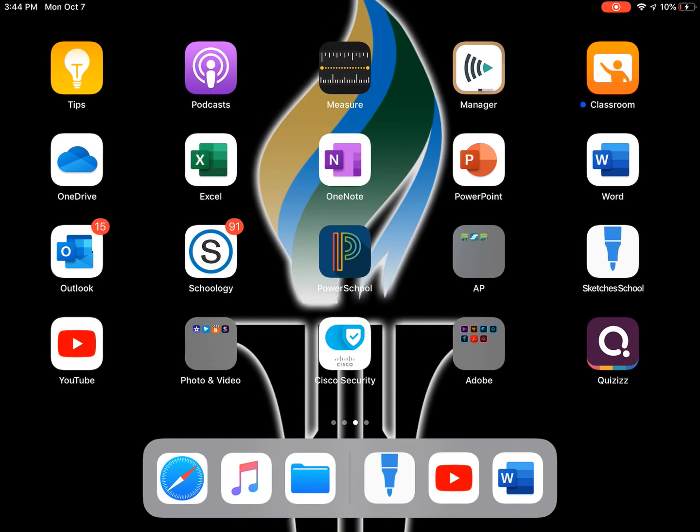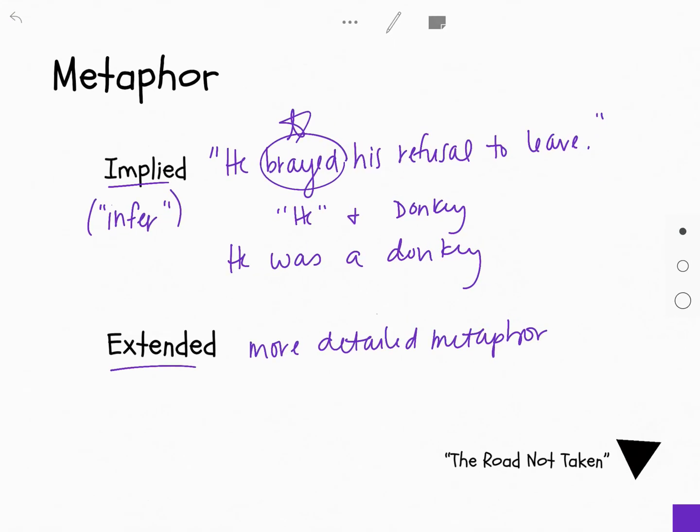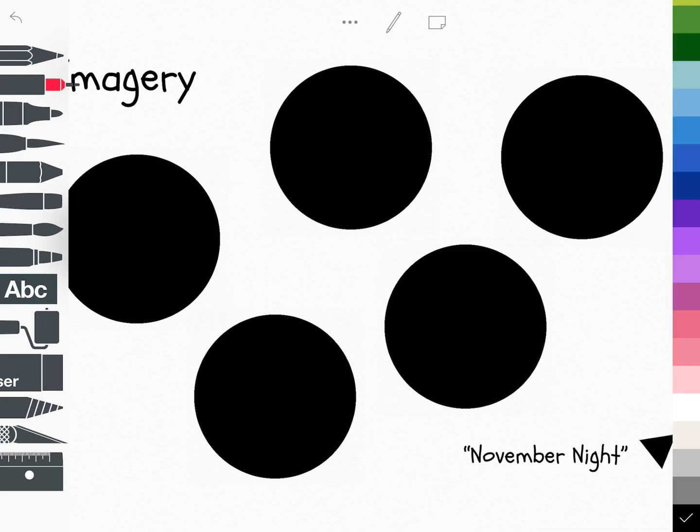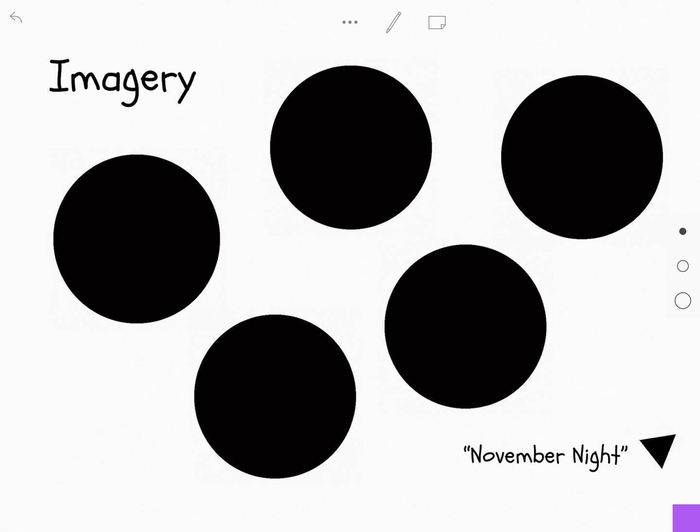All right. Next up, after metaphor, let's talk about imagery. So imagery, I think, is probably pretty familiar. I might need a lighter purple. But what we are looking for in this device is anything that really provides description using those different senses we have as humans.